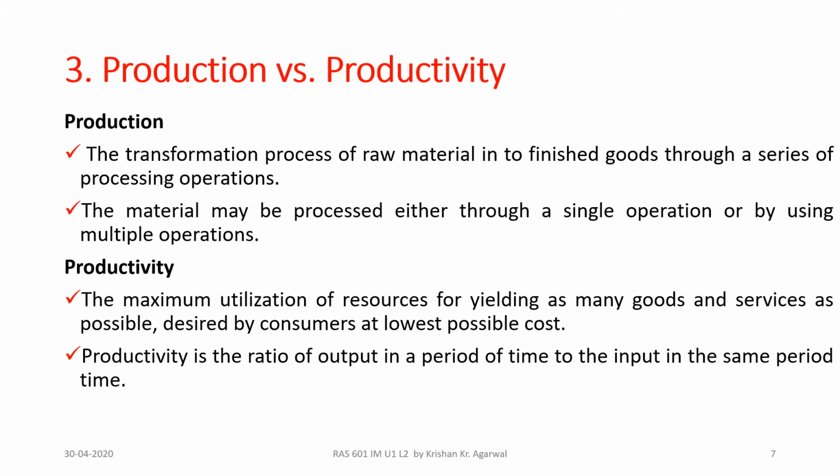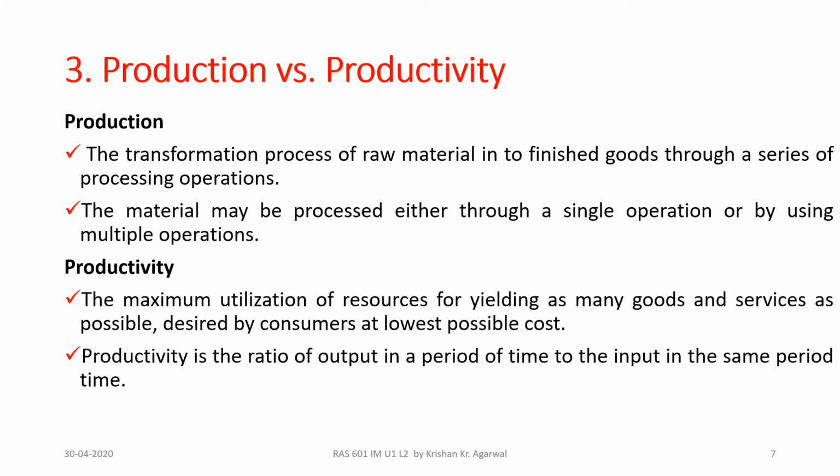Next, as I told you earlier, production and productivity are entirely two different things. Production is the transformation process of inputs into finished goods, whereas productivity is a measure of how well the output is produced by the input, by incurring the input into the process.